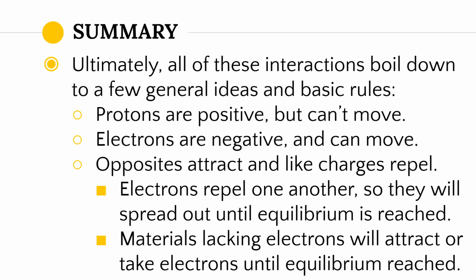And again, ultimately, all of these interactions boil down to the same few general ideas and basic rules that we talked about on day one. Protons are positive, but they can't move. Electrons are negative, they can move, they will flow. Okay, in a conductor anyway. Opposites attract and like charges repel. That's the big one. If you can remember that, you can figure out any scenario. Electrons do repel one another, so they spread out until they reach some balance, some equilibrium. Materials lacking electrons will attract electrons or steal them from somewhere else. Okay, if you ground it especially. Until there's an equilibrium that is reached.